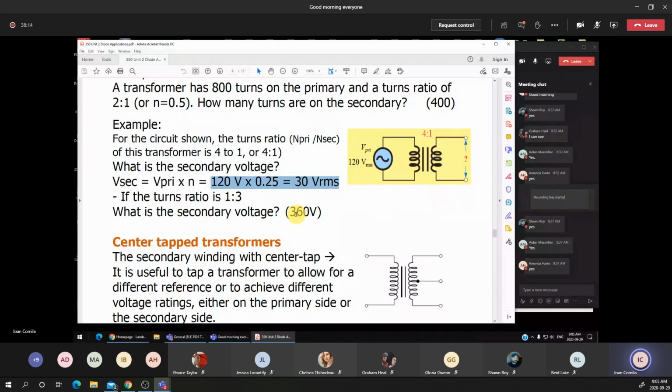Make a change, please, in your notes. I made it in my lectures, but I forgot to make the change in D12. Make a change in your notes: instead of 390, it is 360. It's actually 3 times 120, which makes 360 volts RMS in the secondary.